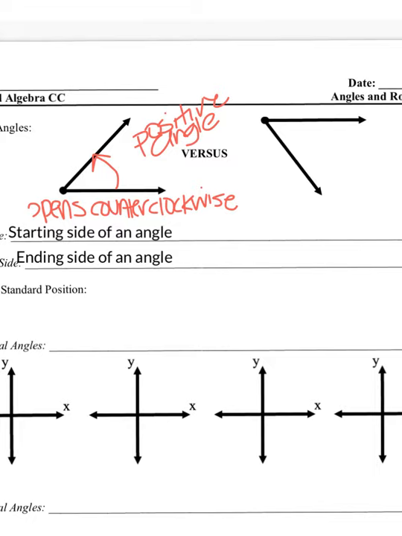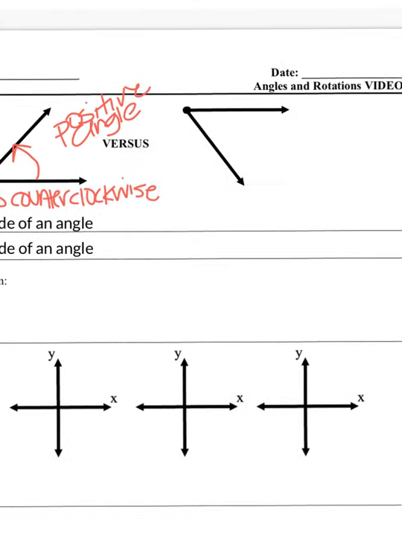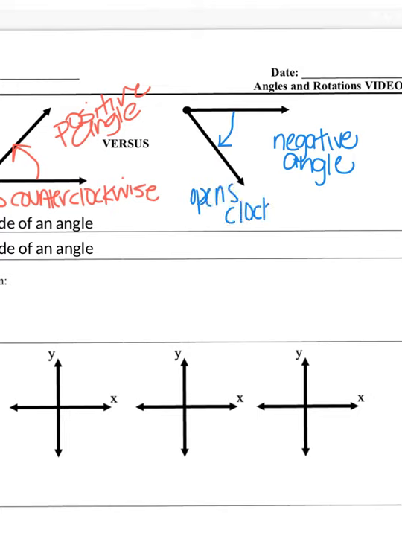On the right side, this is considered a negative angle. And the reason why is because this one's opening this way. This opens clockwise, meaning in the direction that a clock would go, okay?